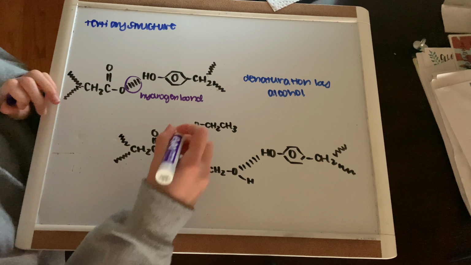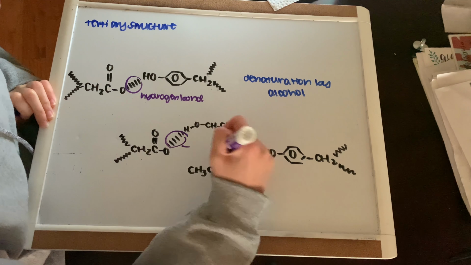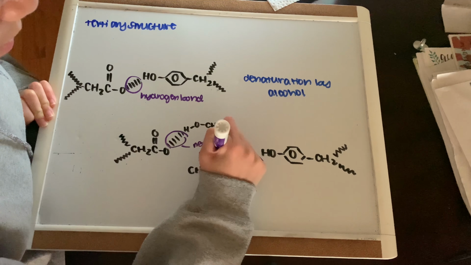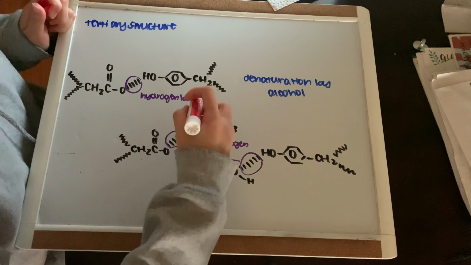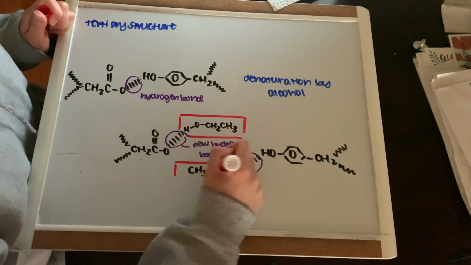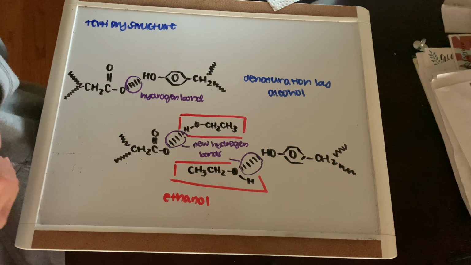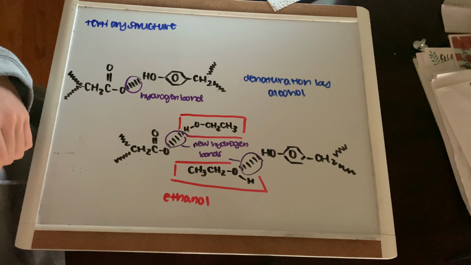When alcohol is introduced to a protein, it can disrupt the hydrogen bonding necessary to maintain the tertiary structure, forming new hydrogen bonds and breaking the protein's original structure. Here you can see the new hydrogen bonds formed when ethanol is introduced to an amino acid chain.